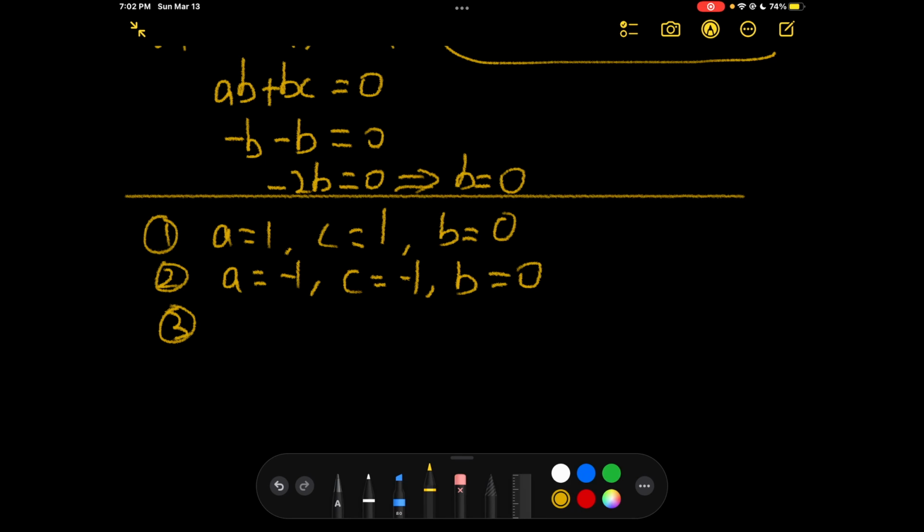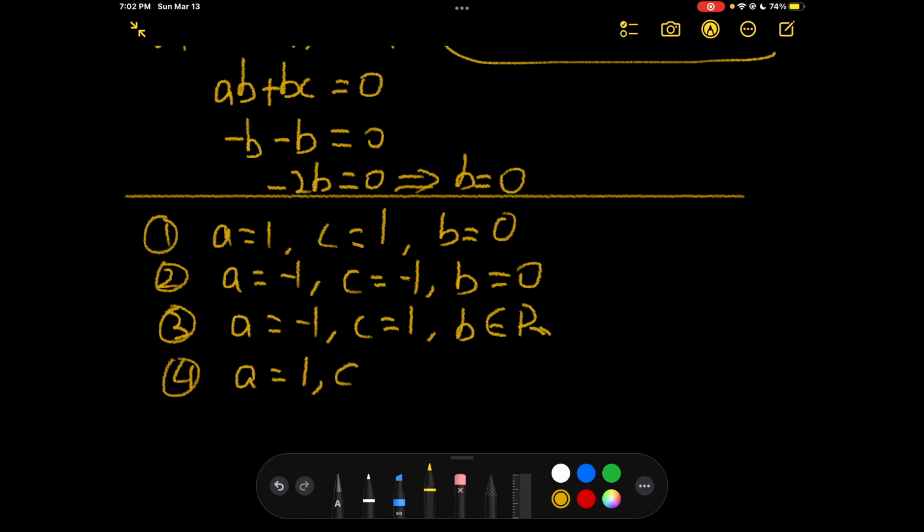And the other two cases are the middle two. We have a equals -1, c equals 1, and b can be any number. And the last case, a equals 1, c equals -1, and b can be any real number as well.